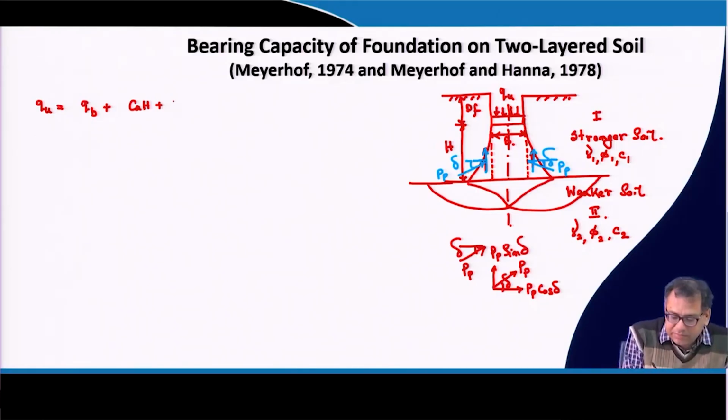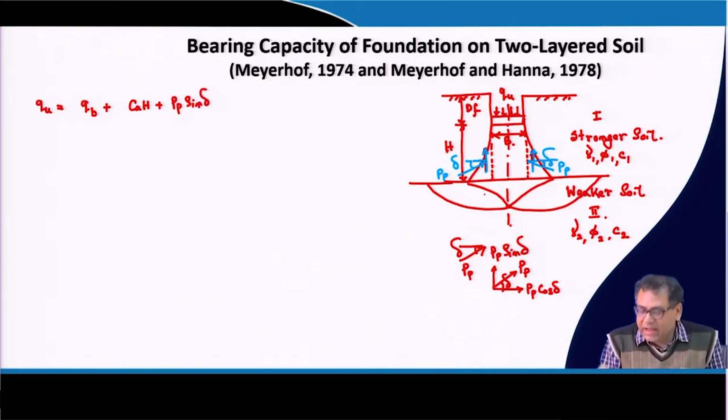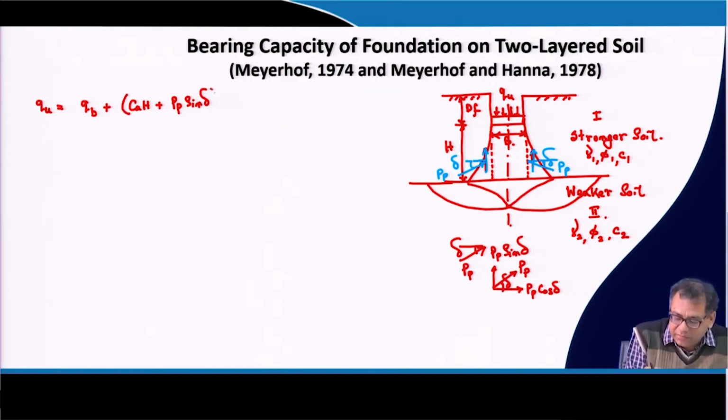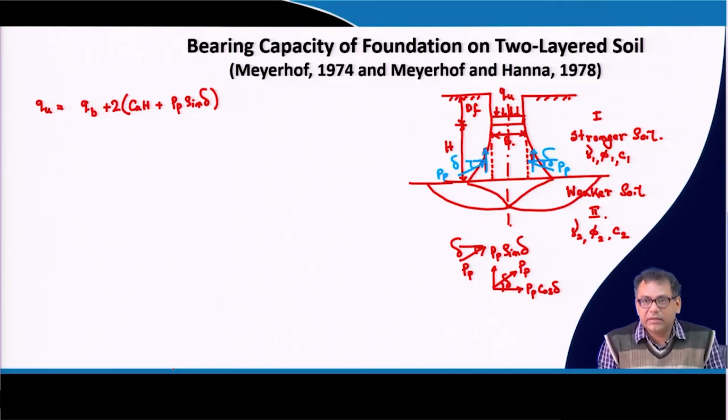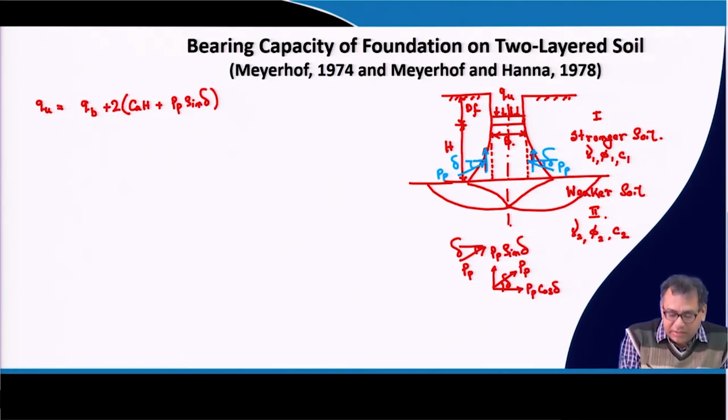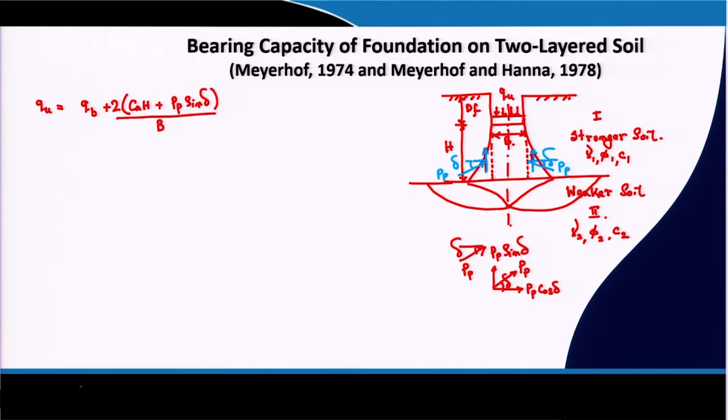Okay. So, this is Ca and then this Pp sin delta term, and this will act on both sides, the right side as well as the left side. That is why I have to multiply with 2. So, this is the Ca into H and this is the Pp. We have to express them per unit width of the foundation, and then minus gamma 1 H. Now, why this minus gamma 1 H?